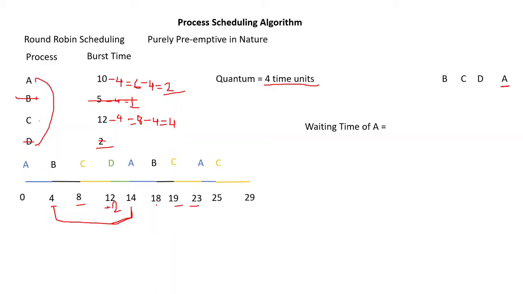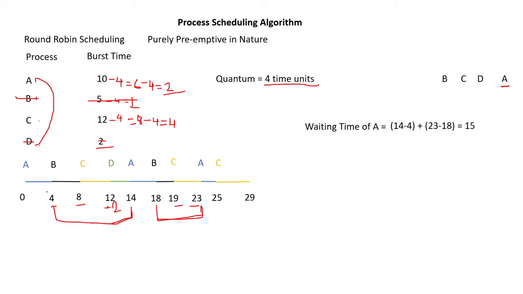Next, from time point 18 to time point 23. So this plus this will be the total waiting time of A. That is 14 minus 4 plus 23 minus 18, that becomes 15.